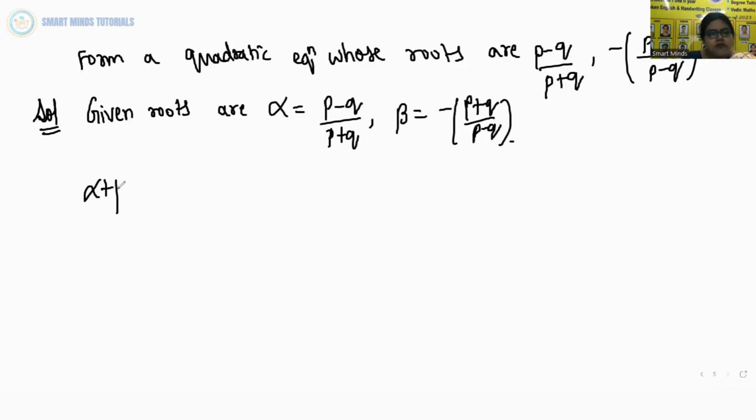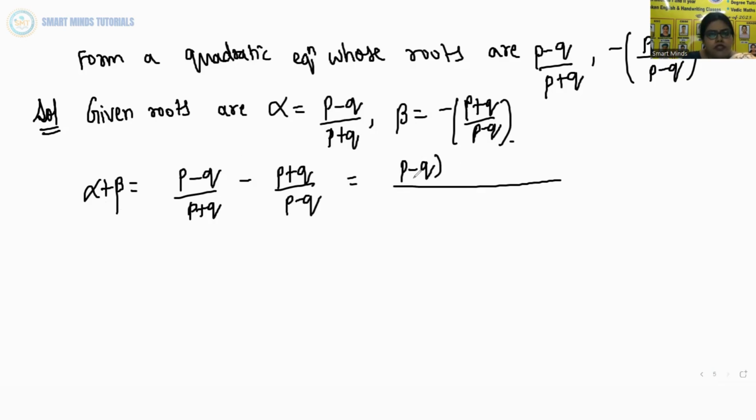So first let us find alpha plus beta. (p minus q) by (p plus q) minus (p plus q) by (p minus q). Denominators are not same, so we take LCM. So we have to cross multiply. Now (p minus q) whole square minus (p plus q) whole square, and denominator will be (p plus q) into (p minus q).